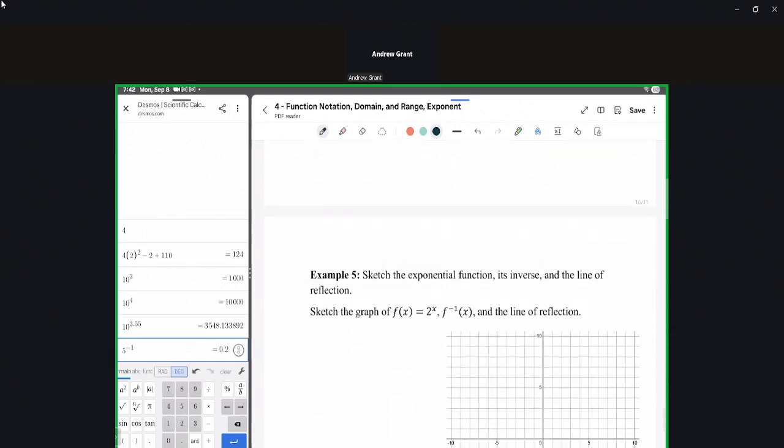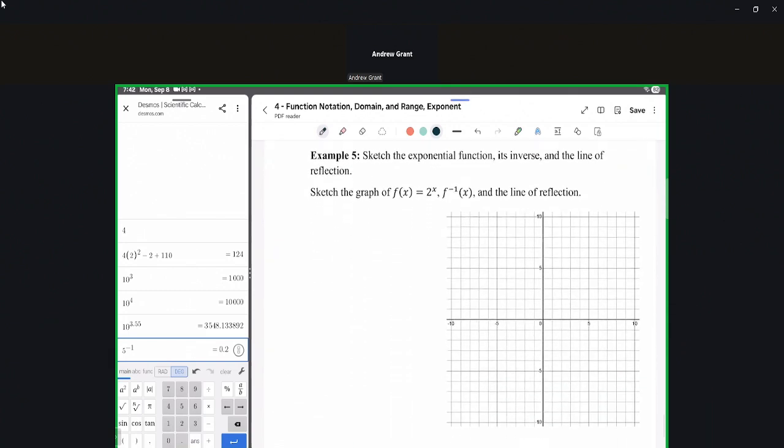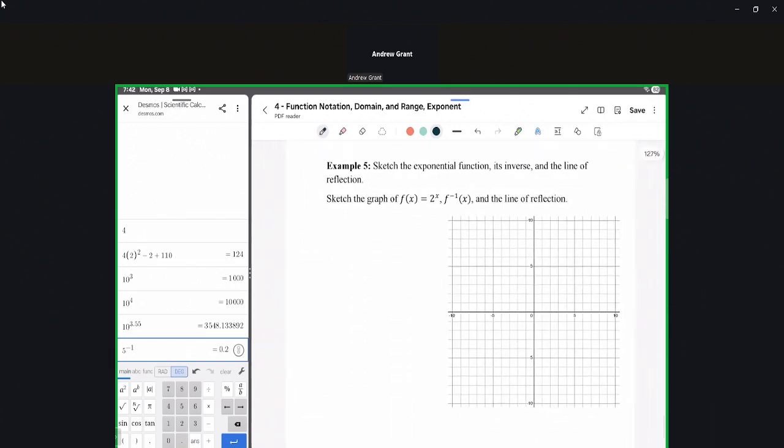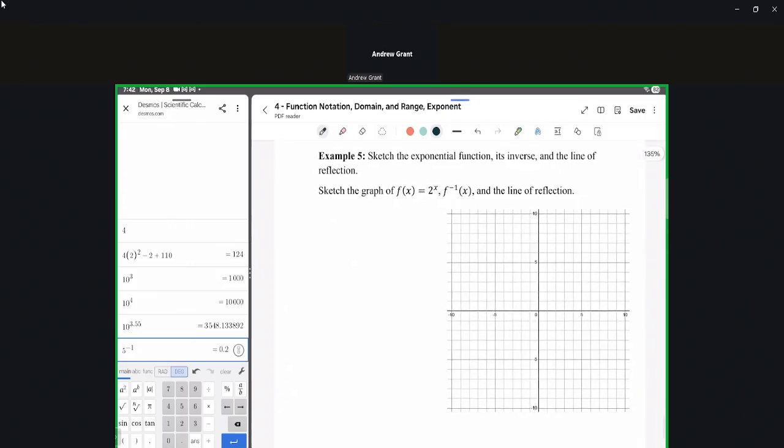Okay, so we're going to sketch the exponential function and its inverse and the line of reflection. We're going to sketch the graph of f of x is equal to 2 to the power of x and f inverse of x, which is the inverse of this, and the line of reflection. First, we're going to graph the line of reflection. That's pretty easy to do. This is just y is equal to x. There it is here. It's a line with slope 1 that goes through the origin.